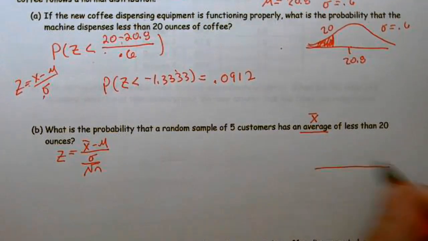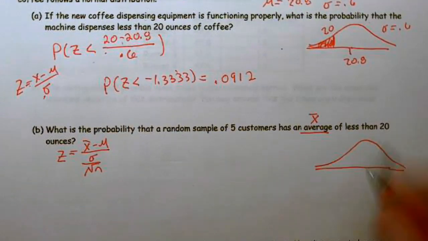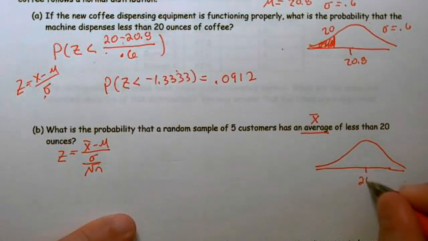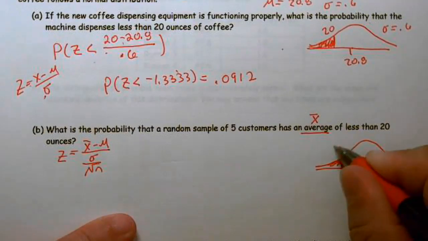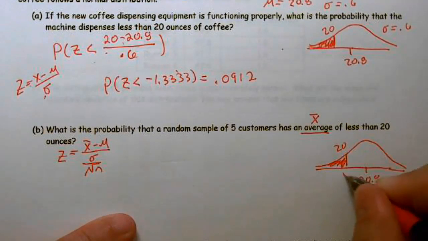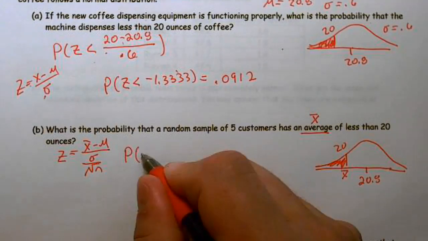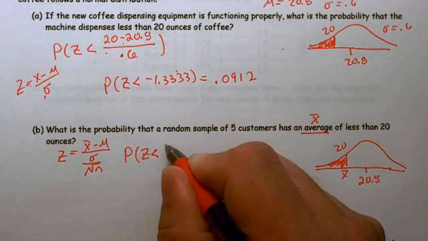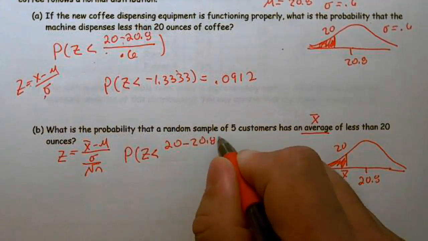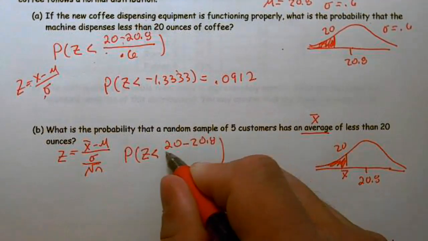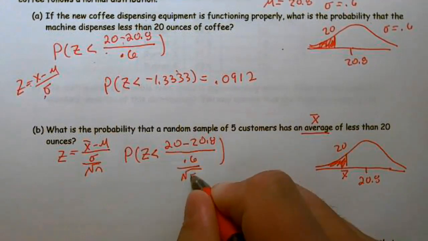Well, first I'm going to draw my picture. My picture is essentially what I had before, but now we still have a 20.8, and this is now an X bar of 20. It's not an X, it's an X bar. So we want the probability that Z is less than 20 minus 20.8 over standard deviation 0.6 divided by the square root of 5.